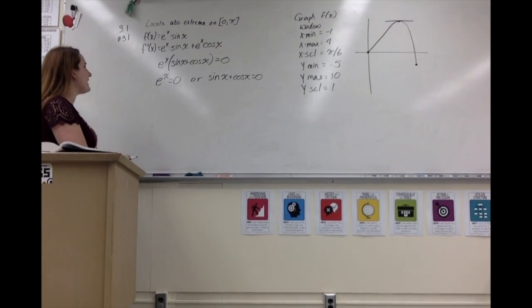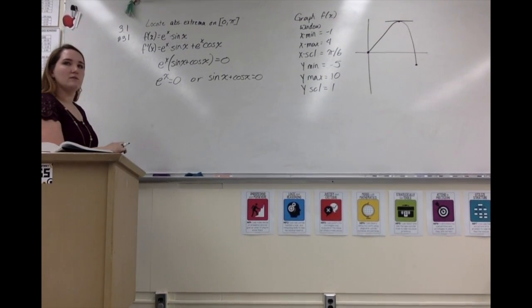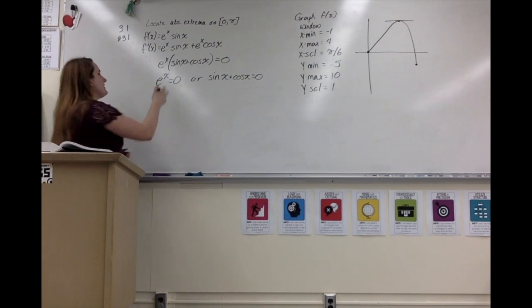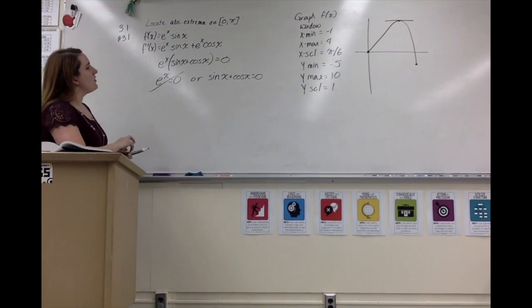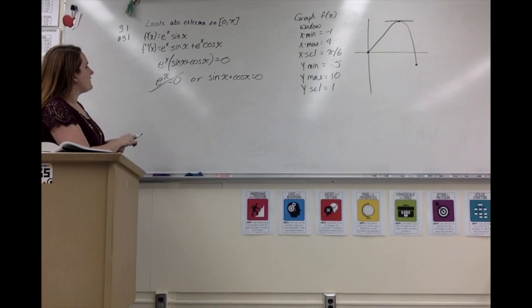Okay. Can e to the x ever equal 0? It's always positive, so this one's impossible. So next thing we want to do is say, where does sine of x equal negative cosine of x?